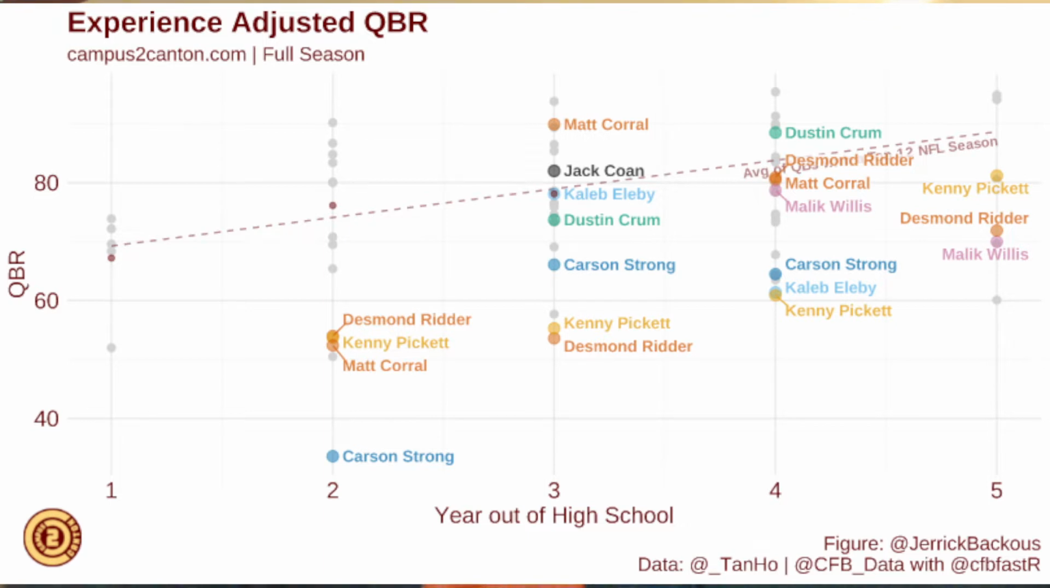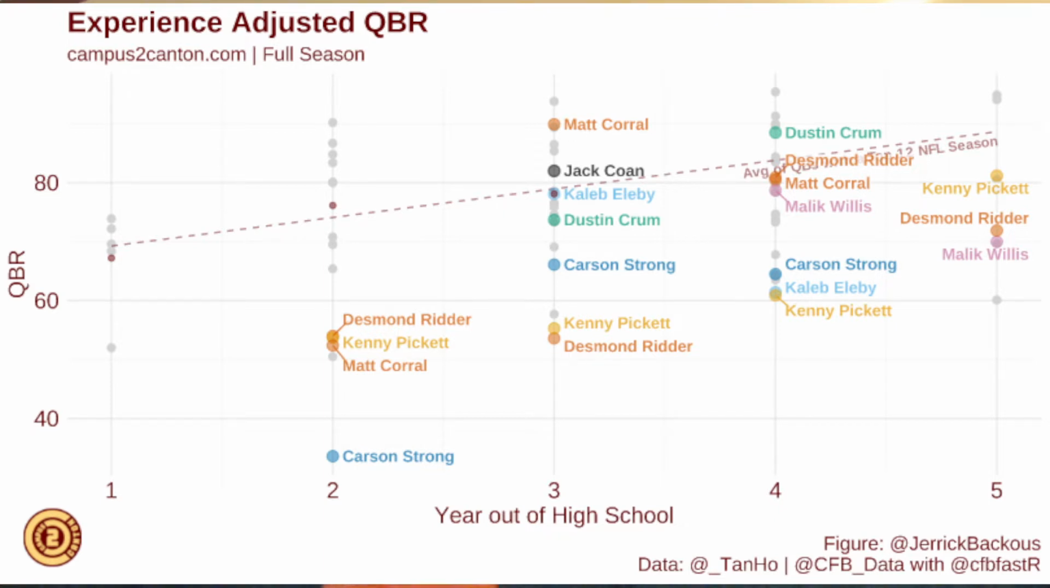Year 3, you see he had the best out of everybody in this class outside of Kenny Pickett, who had an interesting one there in his 5th year, but Matt Corral had the highest out of everybody. That's what I brought up earlier on that one slide. 89.9 was the highest out of the entire class, and that was again in his 3rd year.